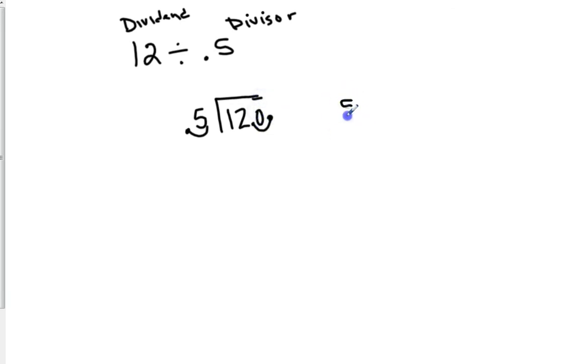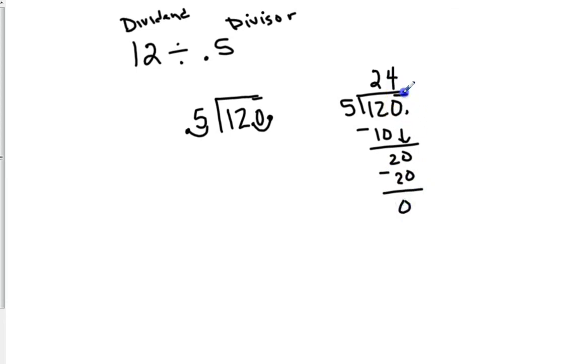So my new problem becomes 120 divided by 5, and my decimal is here straight up. 5 doesn't go into 1. How many times does 5 go into 12? It goes in there 2 times. That's 10. I subtract, I get 2. I bring down the 0. How many times does 5 go into 20? It goes in there 4 times. 4 times 5 is 20. I subtract, I get 0. I don't need to use my decimal, but I did work towards it, so my answer would be 24.